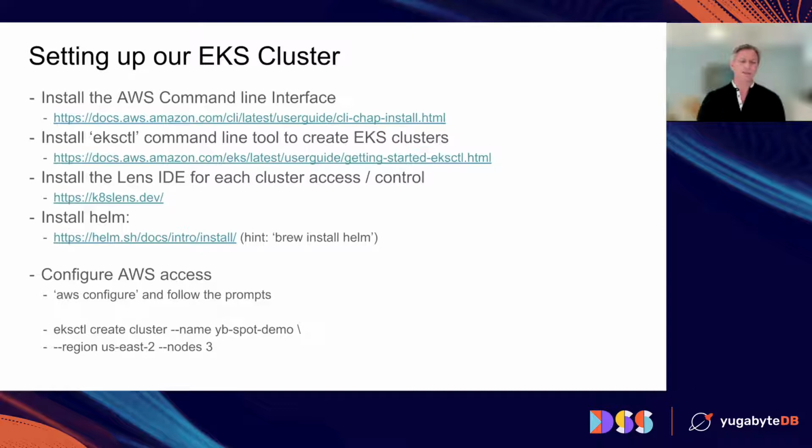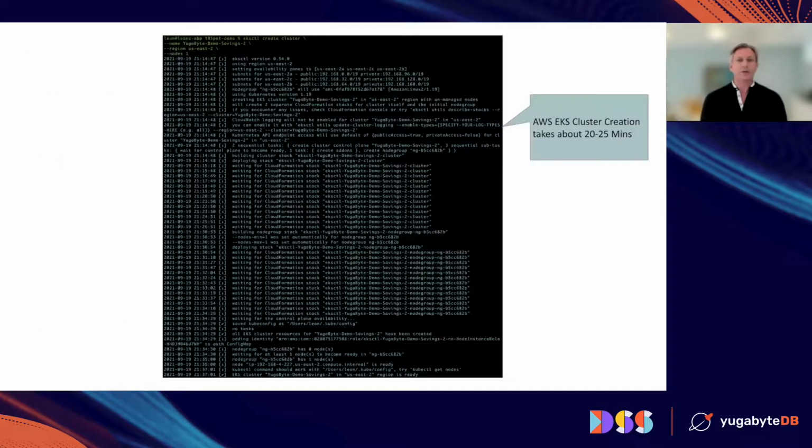And we're calling this YB spot demo in US East Region 2, which is in Ohio. So I created this cluster actually with a single node. And the reason I created it with a single node is we didn't need all that extra spare capacity. So this process takes about 20 to 25 minutes when you're doing it on your own.